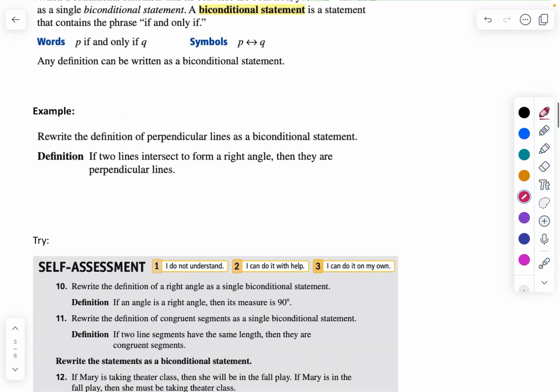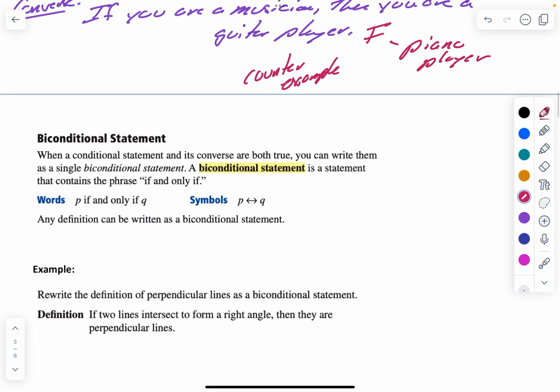Now, I'm just looking at where we're going here. Biconditional. A biconditional statement is when the conditional and the converse are both true. So like I said, very often the conditional and the converse are not both true. You see them true when it's a definition, and you'll see in a minute with the example. So definitions are biconditional statements.